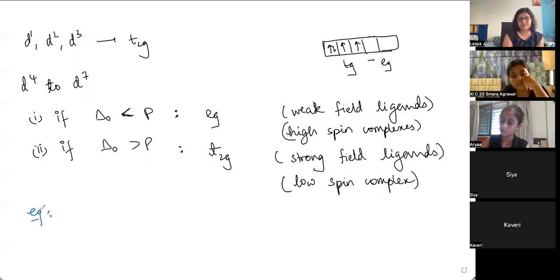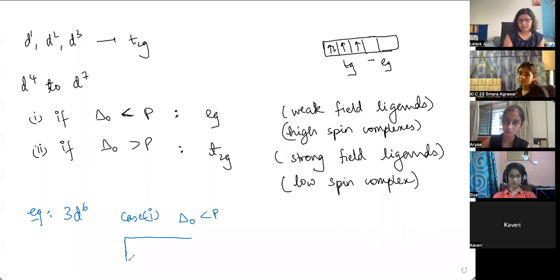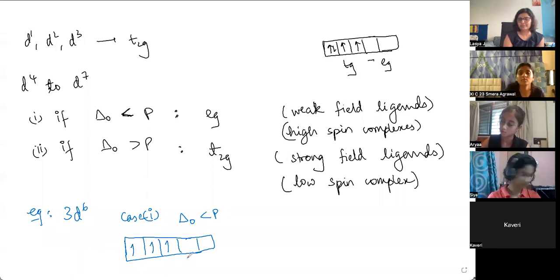So suppose, for example, we are to fill D6, like the 3D6 electronic configuration. If we have to fill 6 electrons in the D orbital, in case 1, where delta naught is less than P, so it's easier to go to the next orbital than it is to pair electrons. So you have 1, 2, 3. Fourth electron will go here. Fifth electron will go here. Then the sixth electron will go over here. So here you have 4 unpaired electrons.